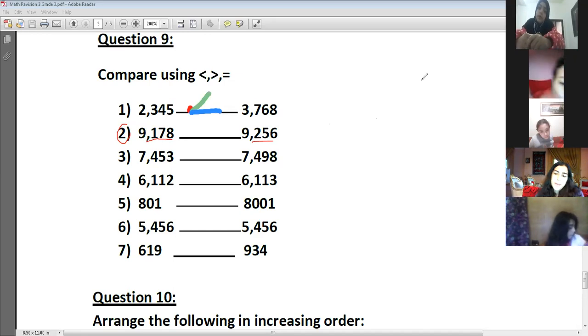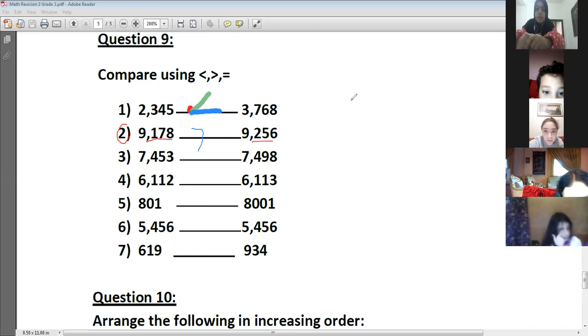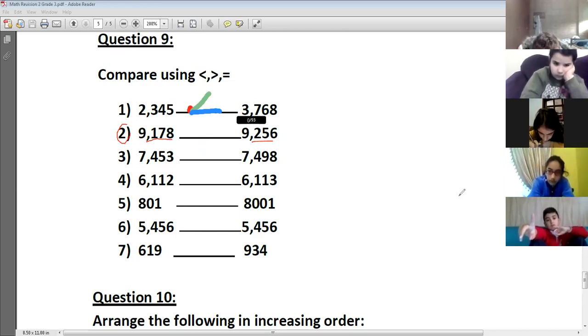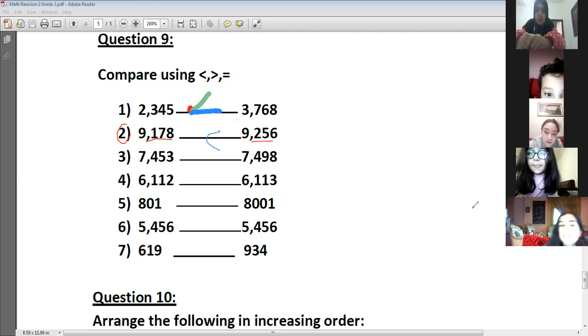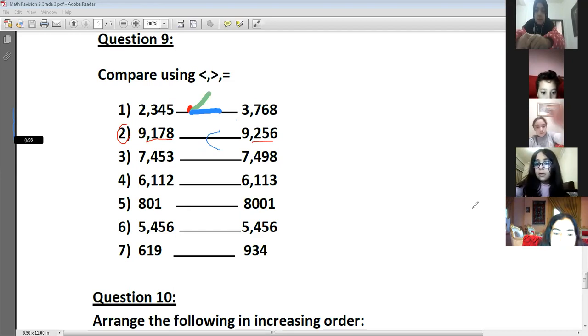Yalla. Wait. Are you sure? Wait. No, no. Excellent. Now this is correct because 9,178 is smaller than 9,256. Excellent. Tanya, solve the third one.